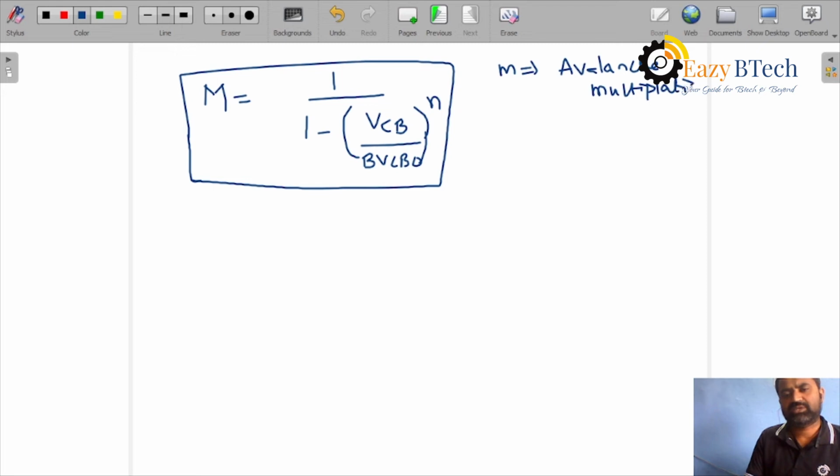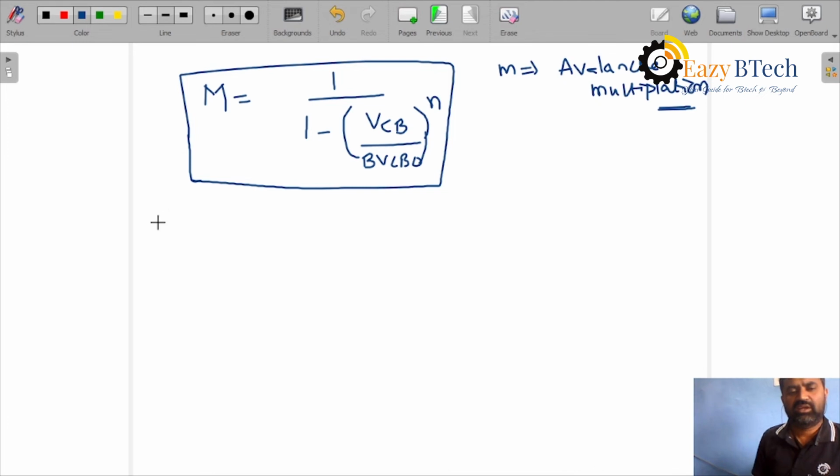As the reverse bias voltage increases, a larger minority carrier concentration is produced, due to which the kinetic energy of the minority carriers increases. More collisions take place, which can lead to damage of the transistor. This is the avalanche multiplication process.